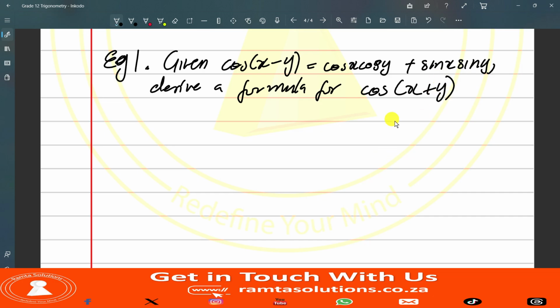You see this? So they may ask you something like this. Now in our solution for this, we will say, okay, we have cos(x plus y).